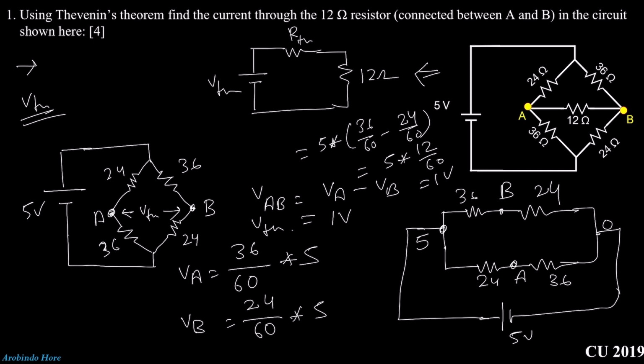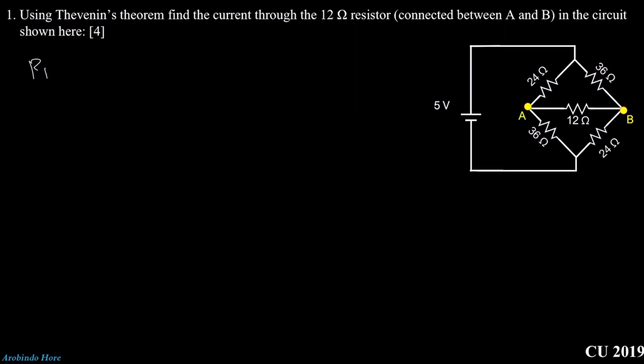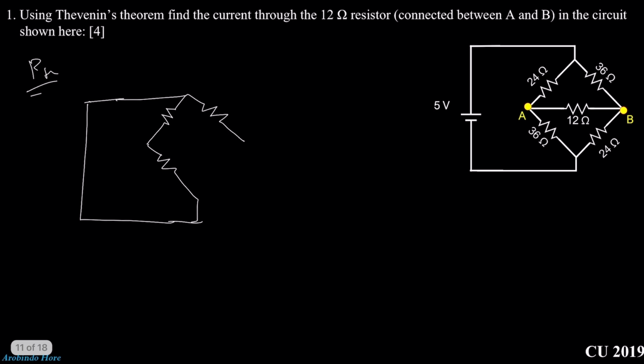Okay. Now we need to calculate RTH. For the RTH calculation, what we need to do? Replace the source by its internal resistance. That means short circuit. So just redraw this one. This is 24, 36, 36, 24. Okay. This is point A. This is point B. Okay.